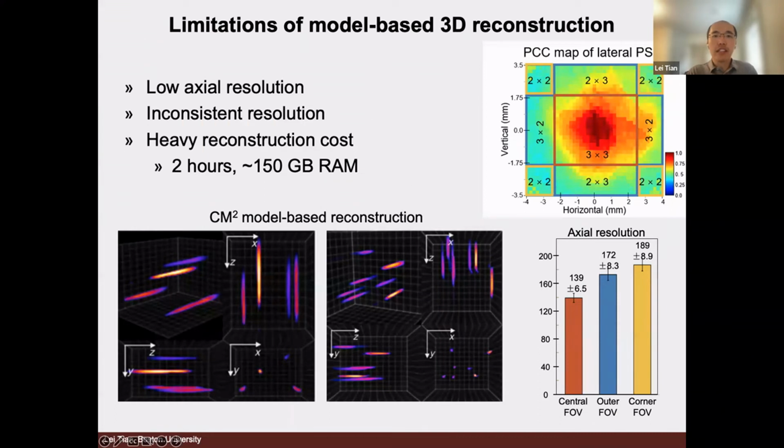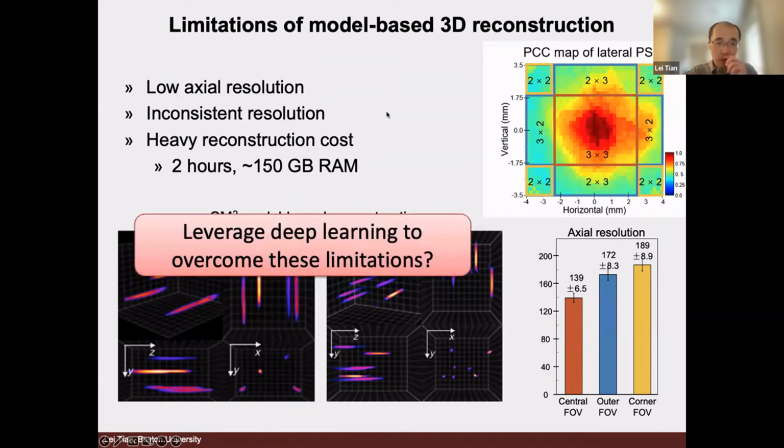The other thing is that I didn't go into the details, but it turns out for this kind of fluorescent 3D convolution problem from 2D to 3D, for the scales we're looking at, it's actually a huge computational cost. For each 3D frame, we're talking about 2 hours of computation, taking around 150 gigabytes of RAM. We would like to overcome these issues. So the solution we came up with is deep learning.